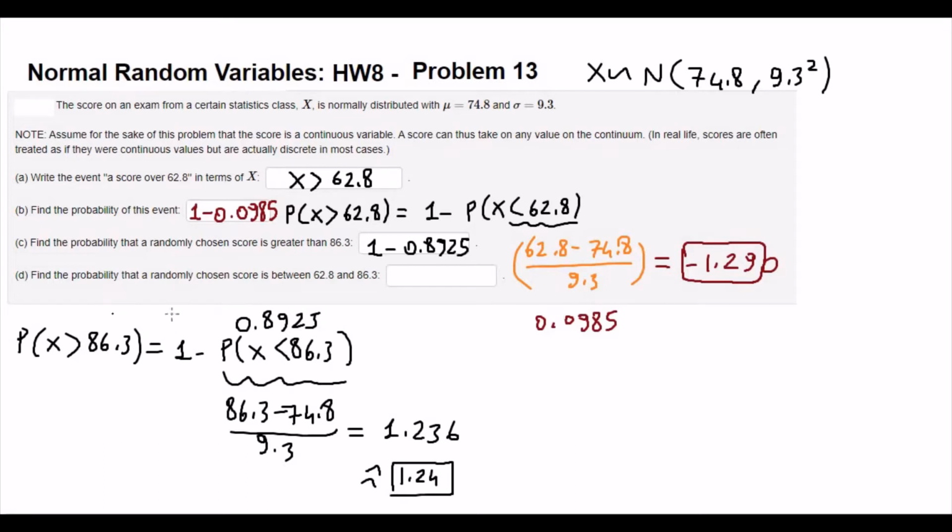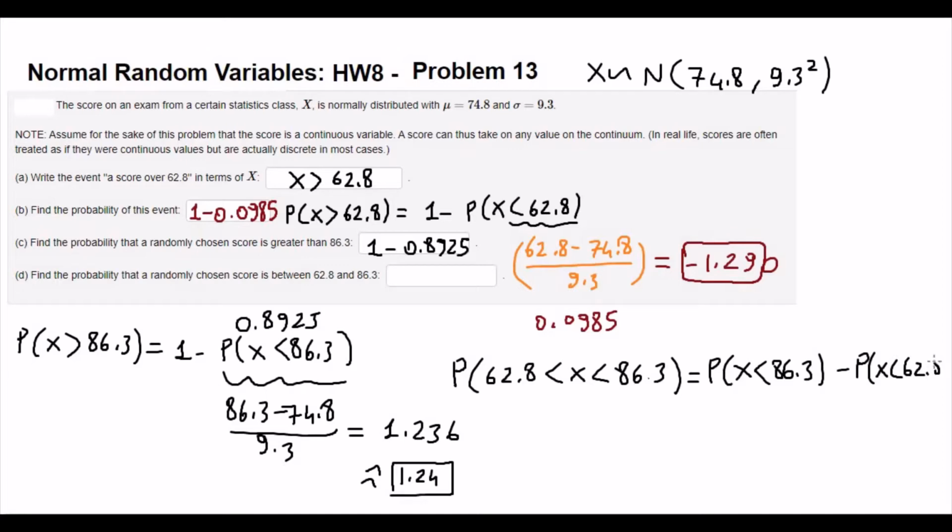Part D is asking for the probability between 62.8 and 86.3. So the probability that x is between 62.8 and 86.3 means the probability that x is less than 86.3 minus the probability that x is less than 62.8. We already found this and that. So instead of the probability that x is less than 86.3, we're going to use 0.8925. We found it on the z-score table. And the probability that x is less than 62.8 is 0.0985. And this subtraction will be the answer.